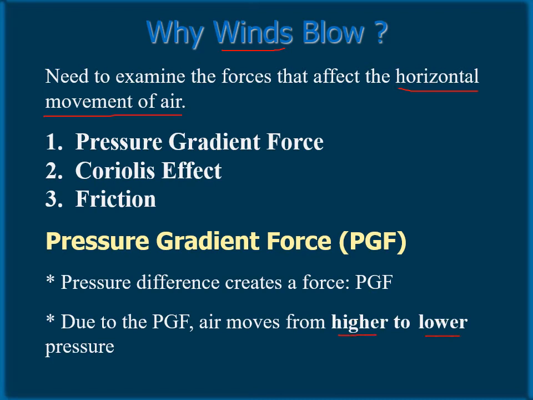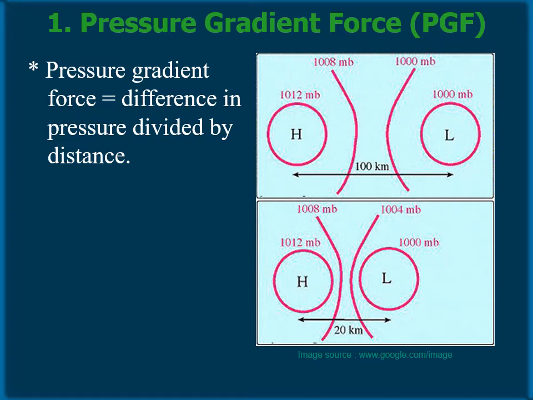Due to this pressure gradient between the two points over the Earth's surface, air moves from higher pressure to lower pressure regions. Now if we try to define the pressure gradient force, it is the difference in pressure between two given points divided by the distance between those two points, and it is mathematically expressed as PGF, that is the pressure gradient force, is equal to delta P, the difference in pressure of any two given points, divided by the distance, written here as small n.